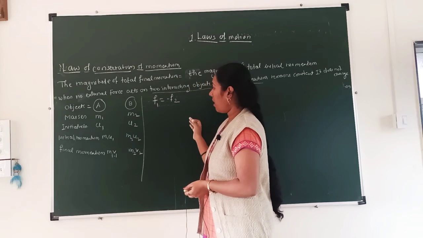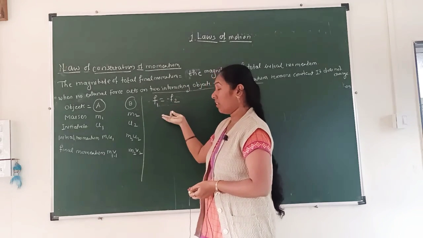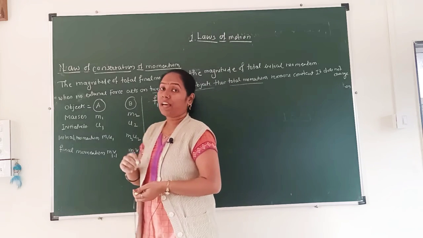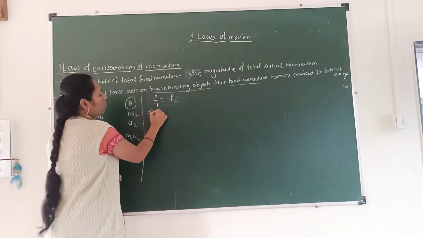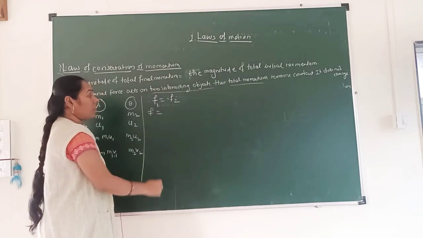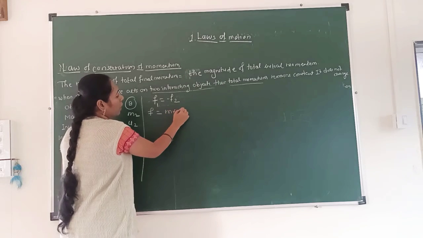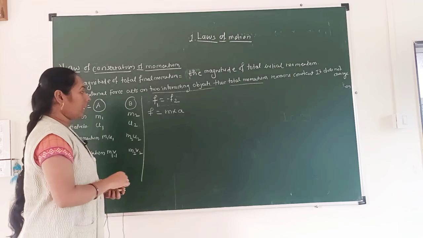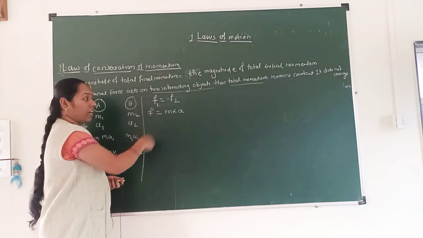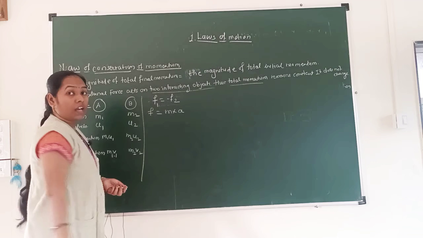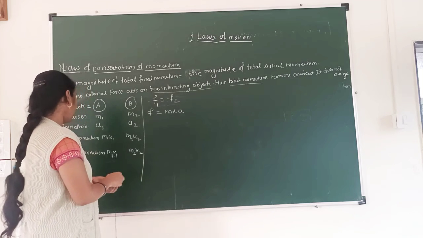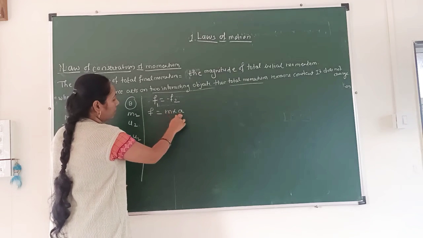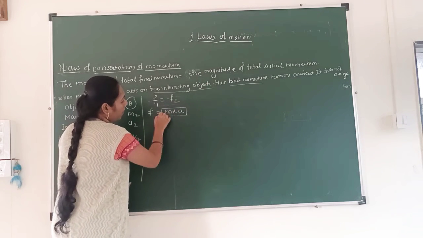From this equation I can write here, before writing the next equation, all of you know what is meant by F. In Newton's second law of motion we have seen that F is equal to m into a. If F is equal to m into a, therefore I can write the values for F1 and F2.